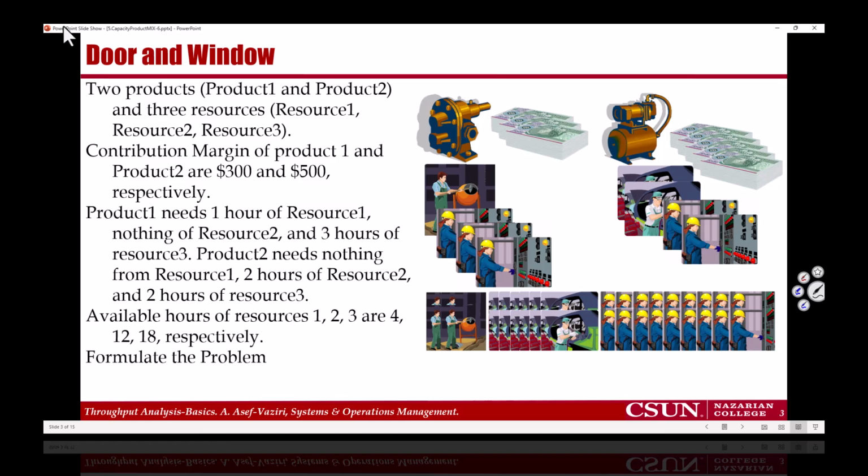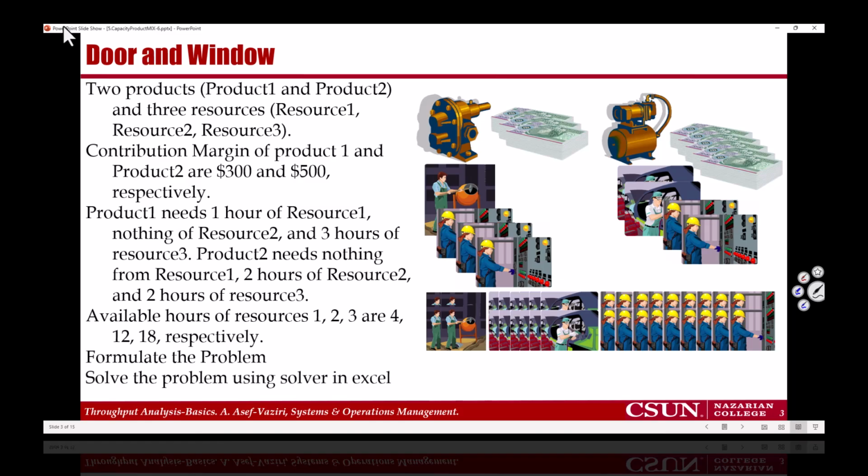What product mix maximizes our profit given these contribution margins and the constraints that we have on our resources? You may start solving this problem and try to find out what combination of product 1 and product 2 is the best combination to maximize the profit. But rather than finding the solution, we want to first formulate the problem. What do we mean by formulate? We mean to translate a narrative into a mathematical representation, and we will go through it together.